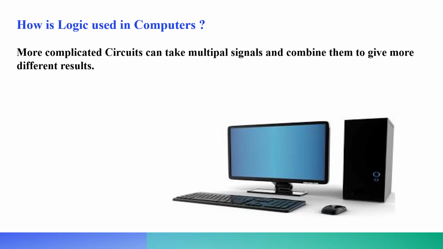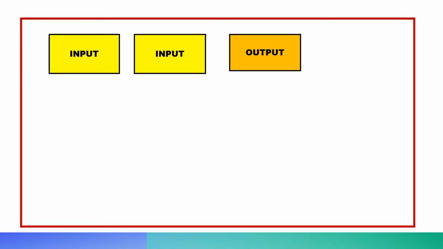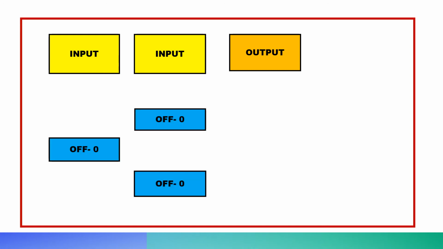More complicated circuits can take multiple signals and combine them to give more different results. An example is a circuit with two inputs and one output, which will take two electrical signals. Each might be on or off, that is 1 or 0. Now let us see the circuit with two inputs and one output. In this circuit, if either of the signals coming in as input is 0, then the circuit will flip its output as 0.